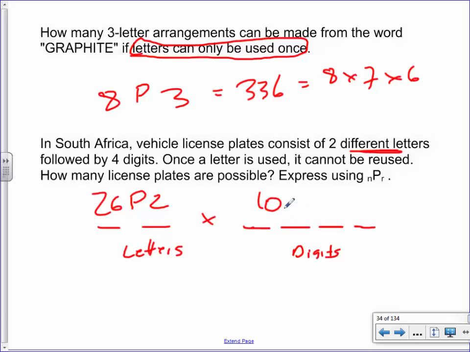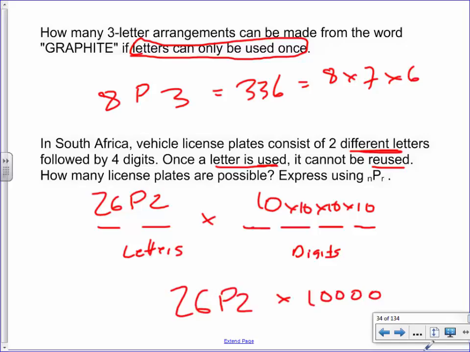Actually, you know what? This one, I have to be really careful with the reading. It actually said once a letter is used, it cannot be reused. It said nothing about digits. So if a digit can be reused, it means you have 10 times 10 times 10 times 10. So if I want to express this using nPr notation, I would call this 26 pick 2 for the letters times 10,000.